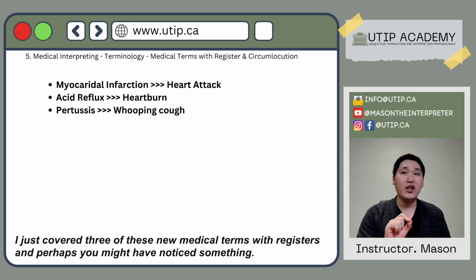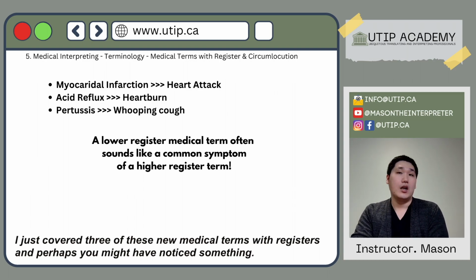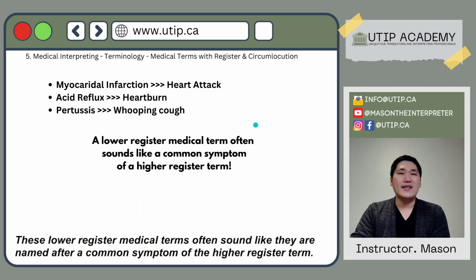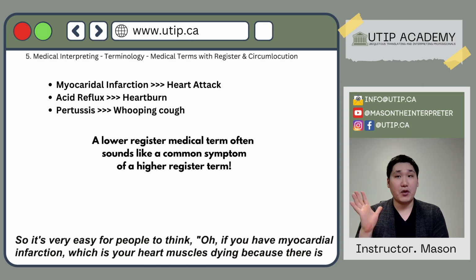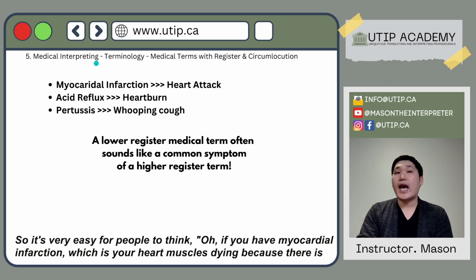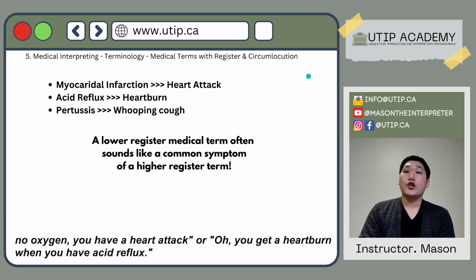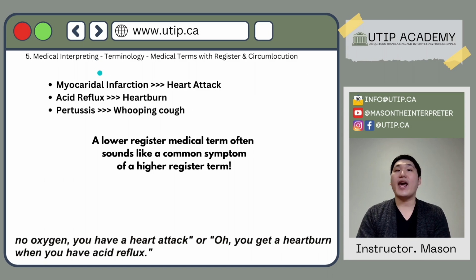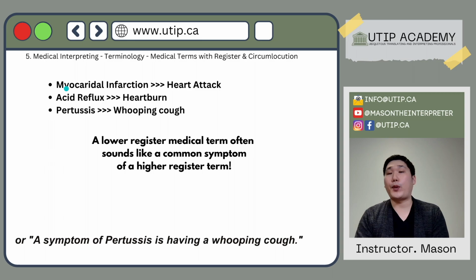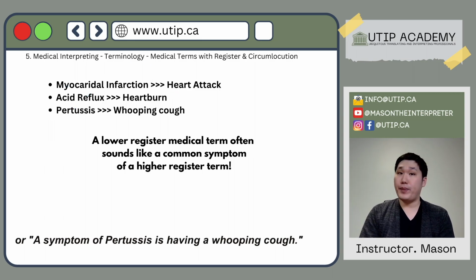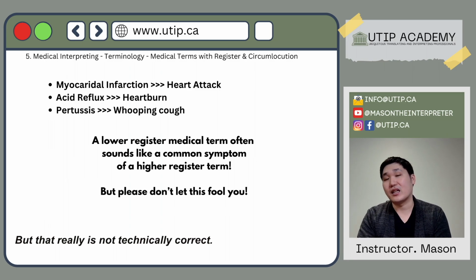I just covered 3 of these new medical terms with register, and perhaps you might have noticed something. These lower register terms often sound like they are named after a common symptom of the higher register term. So it is very easy for people to think, oh, if you have a myocardial infarction, which is your heart muscles dying because there's no oxygen, you have a heart attack. Or you get a heartburn when you have acid reflux. Or a symptom of pertussis is having a whooping cough. But that really is not technically correct.